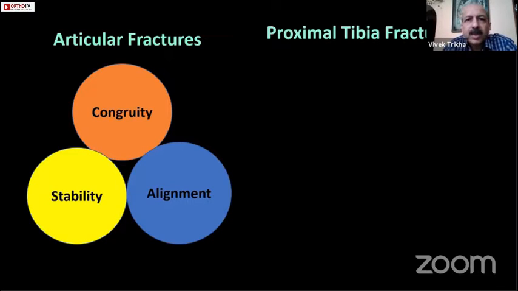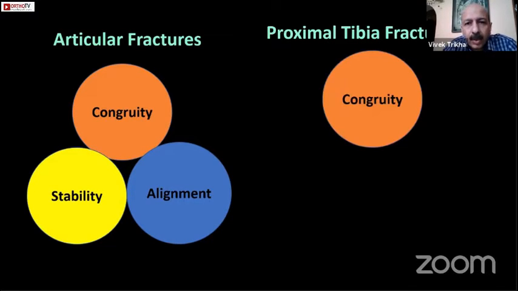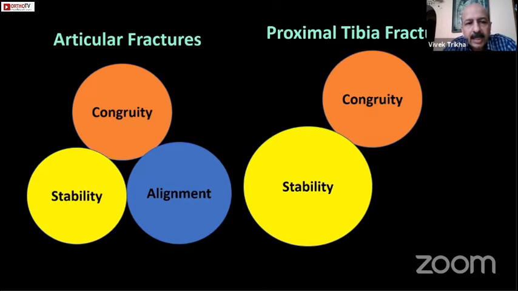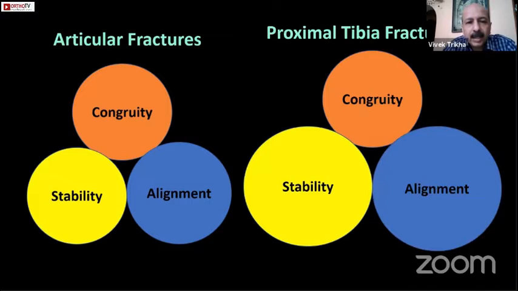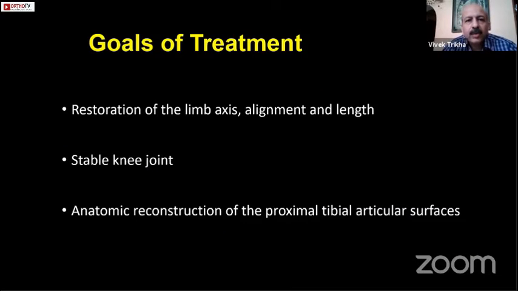If you look at proximal tibial fractures, the congruity part remains the same. However, the stability as well as the alignment are much, much more important than what we see in a normal articular fracture. So that defines the goal of treatment for us: first and foremost, restoration of alignment and length, stability of the knee joint, and finally the anatomical reconstruction of the articular surface.